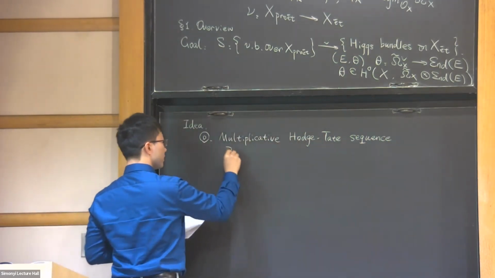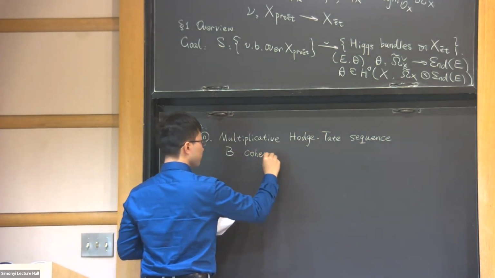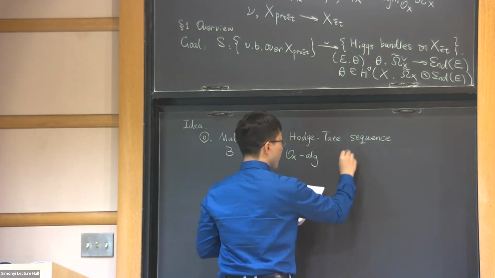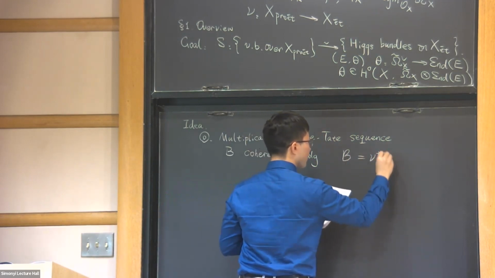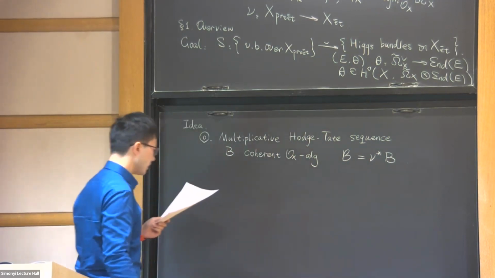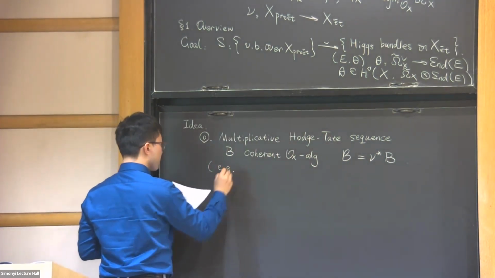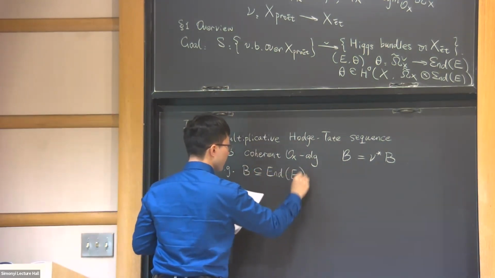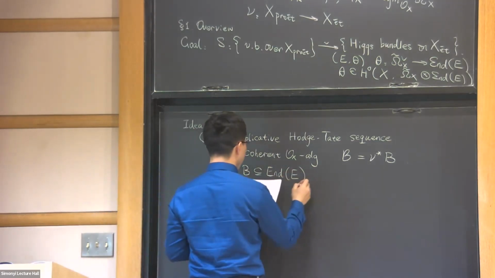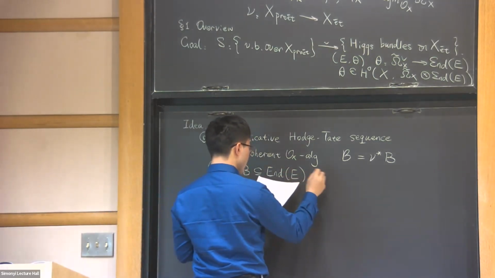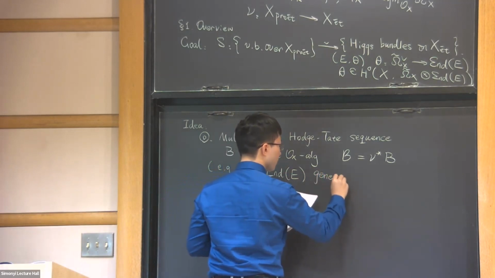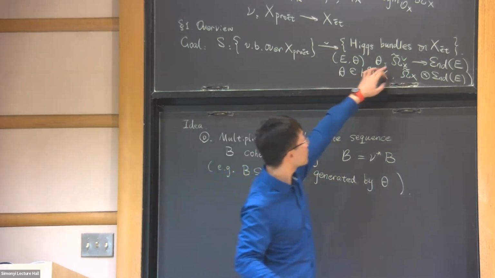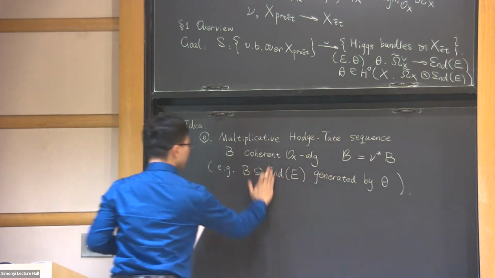So let B be a coherent O_X algebra, and I denote by curly B the pullback of B over the pro-étale site. For example, a typical choice of such B is the following: if you fix a Higgs bundle, we consider the subalgebra of the endomorphisms generated by the image of the Higgs field.